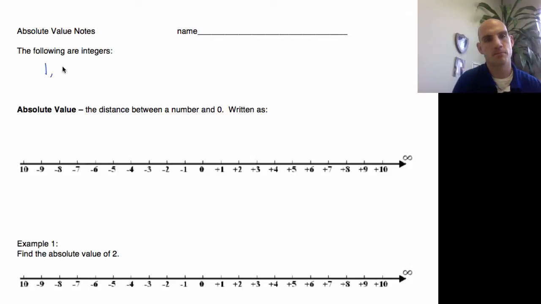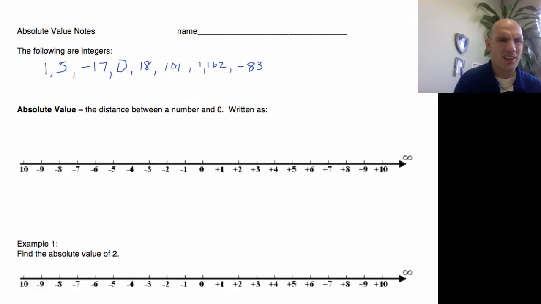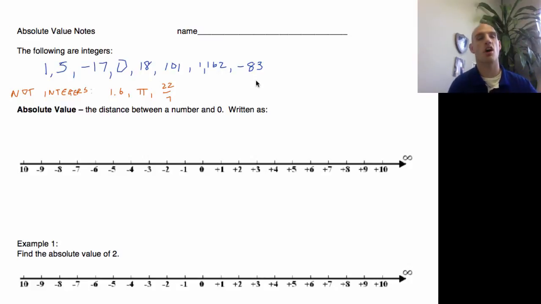1, 5, -17, 0, 18, 101, 1,162, -83. The following are not integers. 1.6, pi, 22/7. Okay, so integers are these whole numbers.